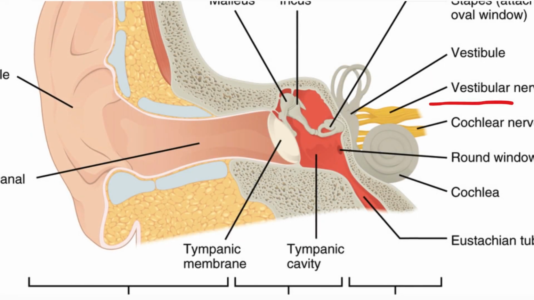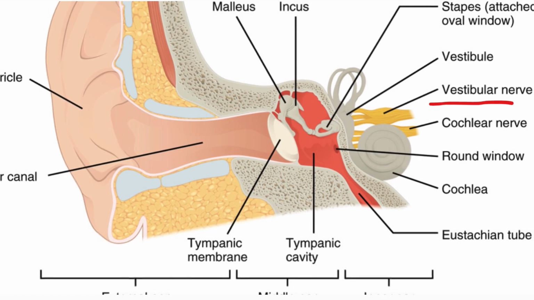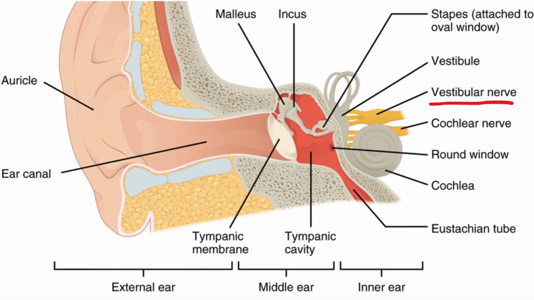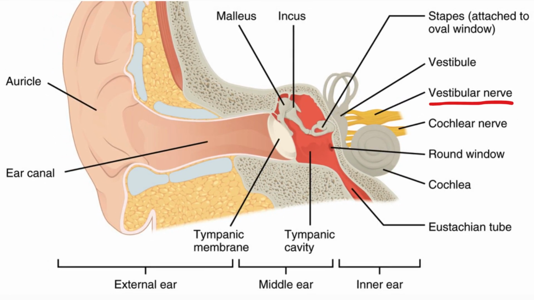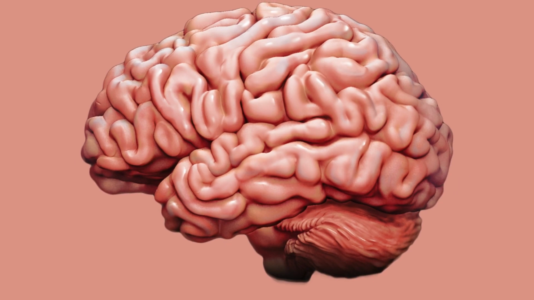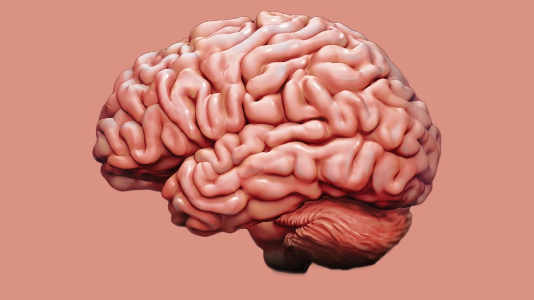The inner ear also houses the vestibulocochlear nerve, also known as the auditory nerve. This nerve carries electrical signals from the cochlea and vestibular system to the brain for interpretation. The brain then decodes and processes these signals, allowing us to perceive and understand the sounds we hear. Different areas of the brain are responsible for various aspects of auditory processing, such as speech comprehension and sound localization.